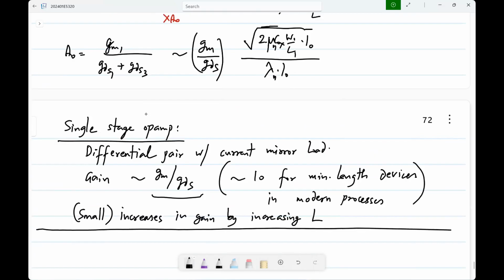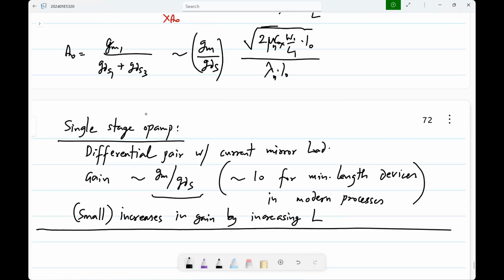When I say L, you have to look at the output conductance of PMOS and NMOS both, and see whichever is limiting, you have to increase it. You may have to increase the length of both transistors. And because you increase the length for the same current, you may have to increase the W also. Okay. So basically the area goes up. If you increase L by 10 times, the area goes up by a factor of 100. Okay. So large increases are not possible.